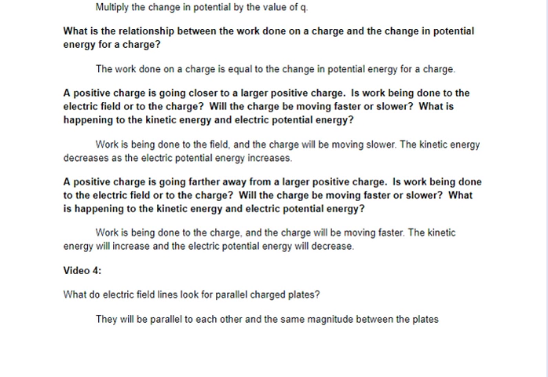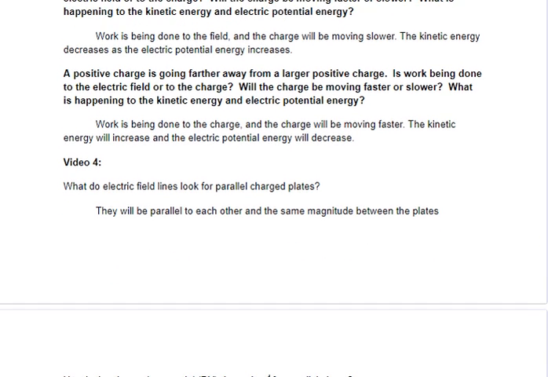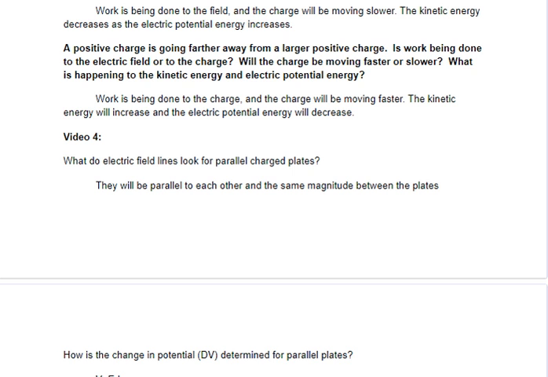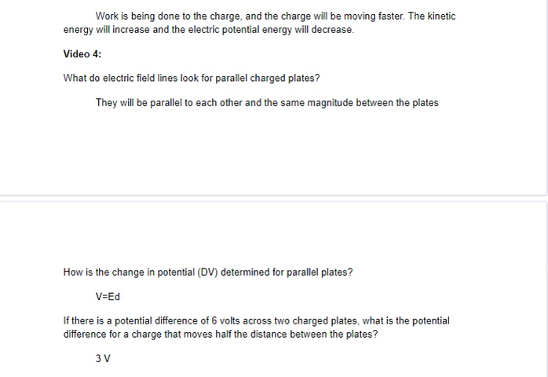All right, now we're moving on to video 4. What do electric field lines look like for parallel charge plates? Essentially, they're parallel and they go right across between the plates, and it makes a very constant electric field between the plates.